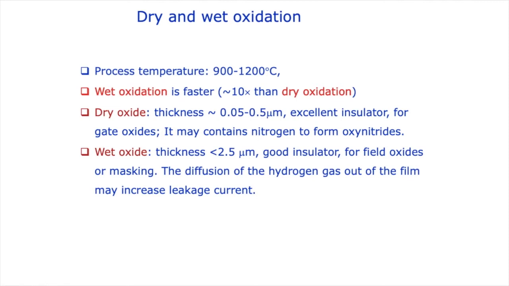As I said, the diffusion of hydrogen gas out of the frame may increase the leakage current, and therefore there may not be a good oxide layer for using it as a gate dielectric layer.